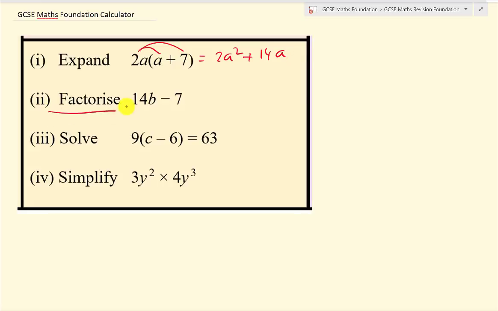Factorize, that means you put in brackets. Find the highest common factor. 14 and 7, the highest common factor is 7.